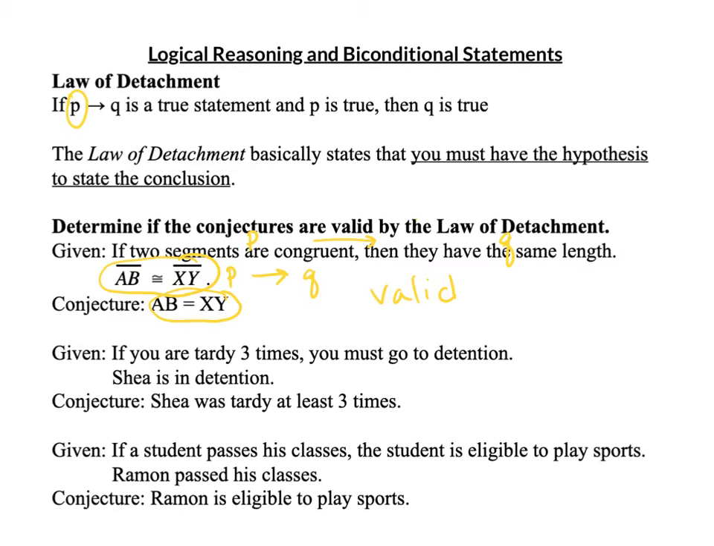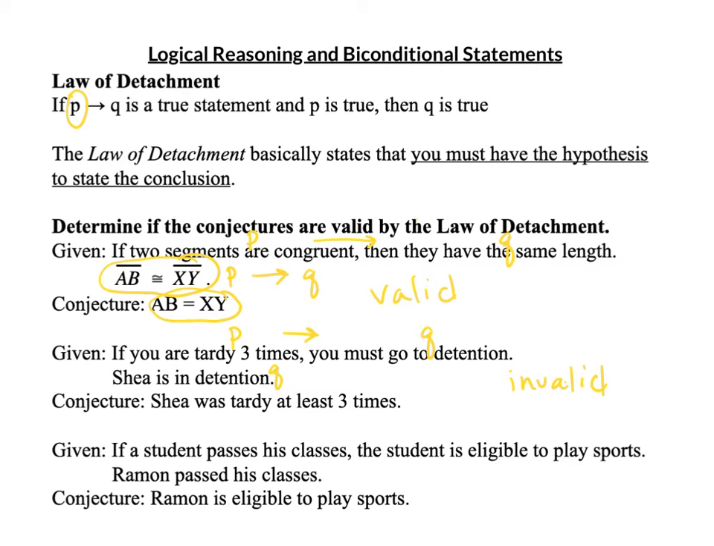Next example. If you're tardy 3 times, you must go to detention. So this is my P, and that implies my Q. Shay is in detention, so what they've given me is a Q. That doesn't work. We have to have the P, the hypothesis, and they haven't given it to us. This is invalid.